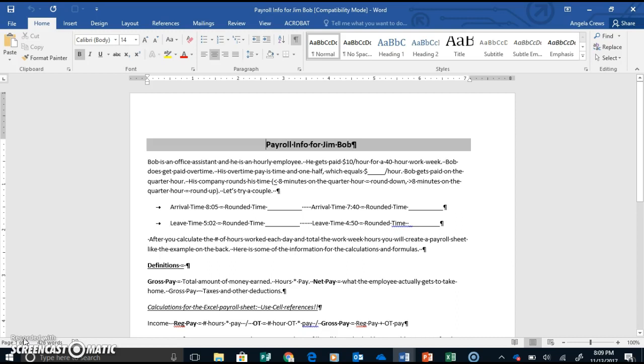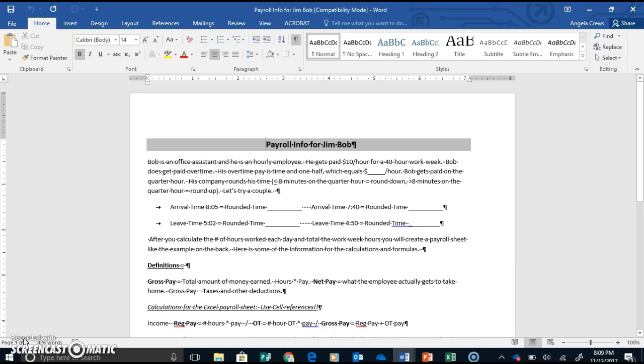So what that means is here, we have an arrival time of 8:05. So that is less than 8 minutes on the quarter hour, so we are going to round his time to 8. So here that works in his favor. Same thing here. It says his leave time is 5:02. So that is less than 8 minutes on the hour, so his rounded time here does not work in his favor. He gets 5 o'clock. That's when he would clock out.